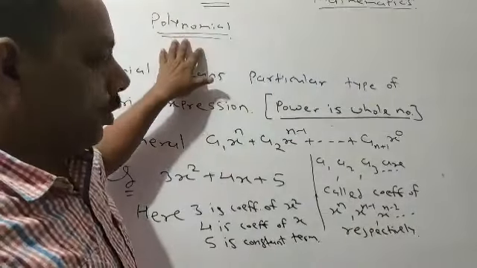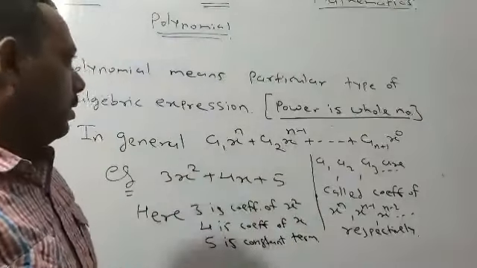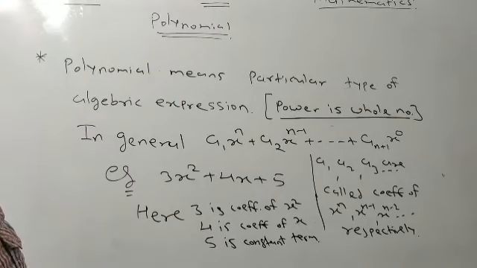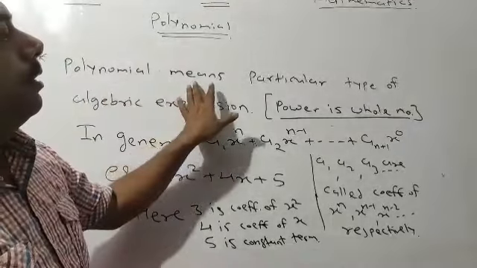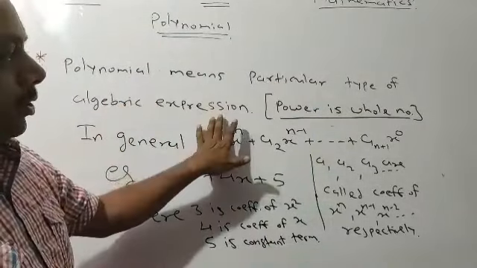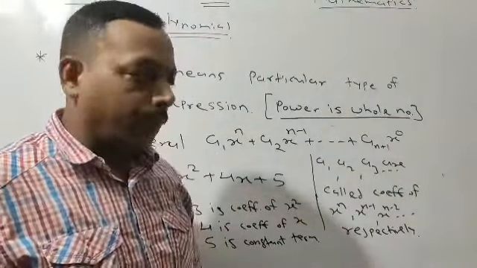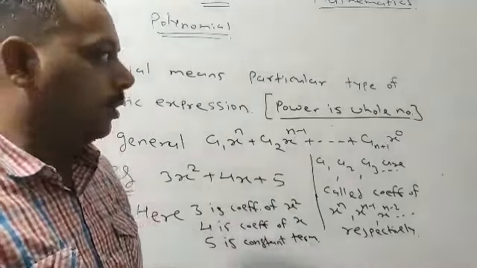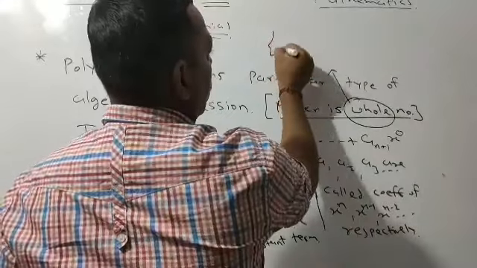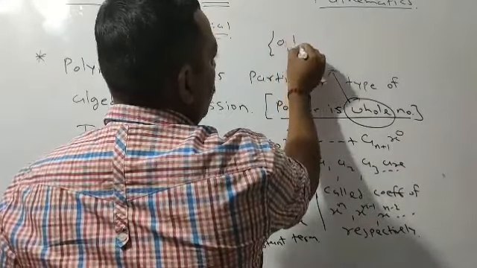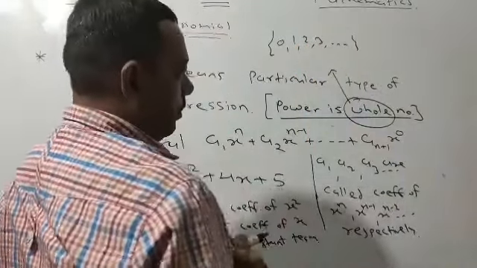The second chapter is polynomial. Now, first of all, what do you mean by polynomial? Polynomial means algebraic expression, but a special type of algebraic expression. See, in your syllabus, the polynomial means a particular type of algebraic expression where the power of that expression is a whole number. We have already discussed in the first chapter what we mean by the whole number, or which kind of number is considered a whole number. It is 0, 1, 2, 3 and so on. These are called the whole numbers.